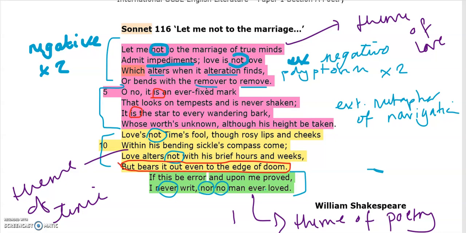Next device we've got is an extended metaphor of navigation. This is explained largely by the context, that this is the Elizabethan era of exploration, the Americas, the New World. So it's an exciting time for Britain, but it's also a perilous time. In order for ships to navigate successfully across the Atlantic or wherever else, they have to use the stars. They have to use this emerging science of longitude and latitude.